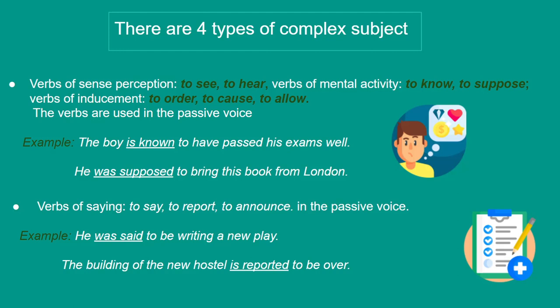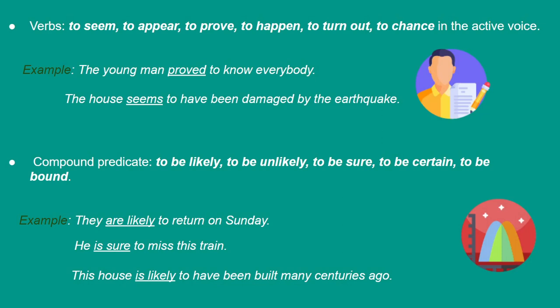Verbs of saying: to say, to report, to announce, also in the passive voice. He was said to be writing a new play. The building of the new hostel is reported to be over. Verbs to seem, to appear, to prove, to happen, to turn out, to chance are in the active voice. For example, the young man proved to know everybody. The house seems to have been damaged by the earthquake.